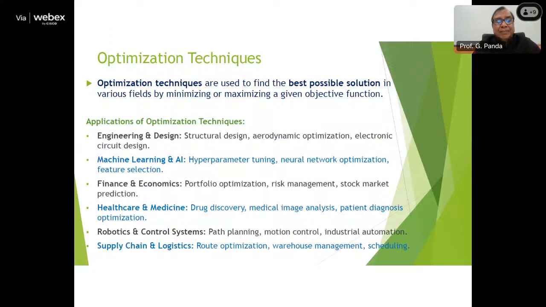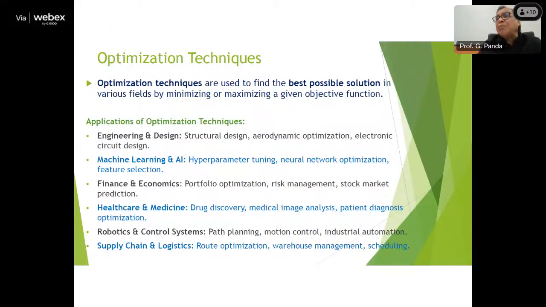Machine learning and AI, a lot of application. When you are developing a model for forecasting, for classification, there are a lot of parameters known as hyperparameters of the model. And these parameters are to be tuned judiciously to achieve optimum performance. Therefore, optimization plays a vital role in machine learning and AI applications. In case of finance and economics, optimization is also very, very promising, with a lot of benefits. One is portfolio optimization, risk management, stock market prediction.